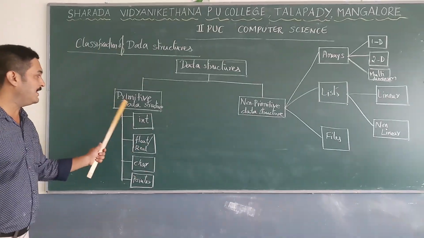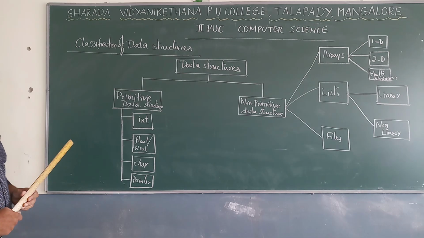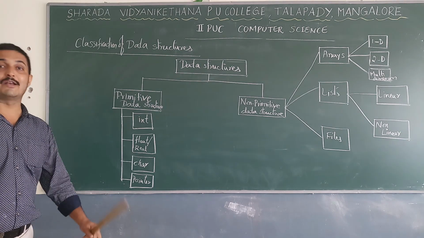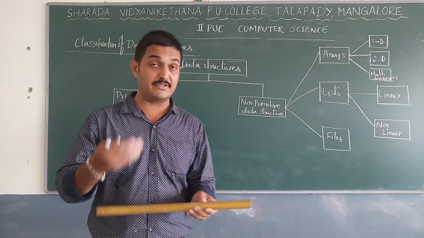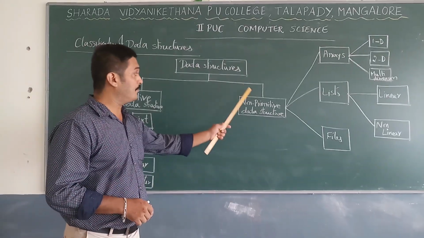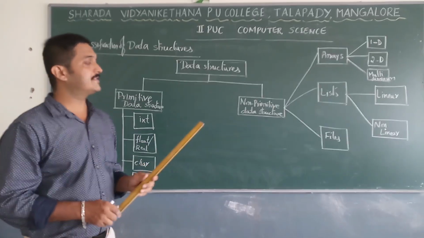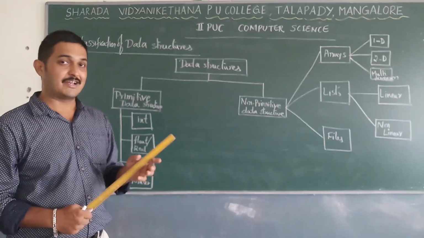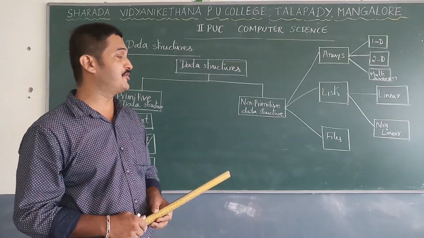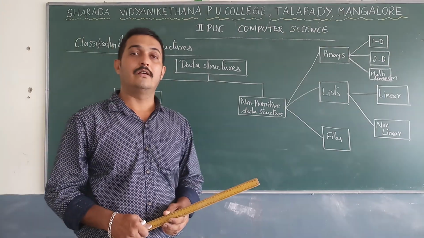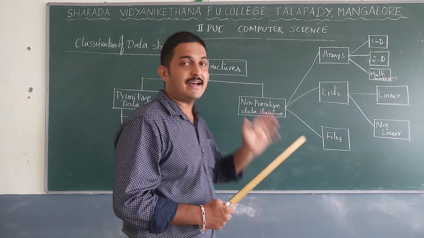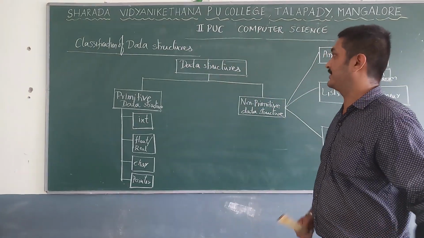Under primitive data structure, there are integer, float, real, character and pointer, and sometimes we can use the reference structure, that means addresses, etc. And under non-primitive data structures, arrays, lists and files. So last year we studied about arrays. Under arrays, one-dimensional, two-dimensional and multi-dimensional arrays. Under lists, linear and non-linear. Next one is files. Okay, these are about classification of data structures.